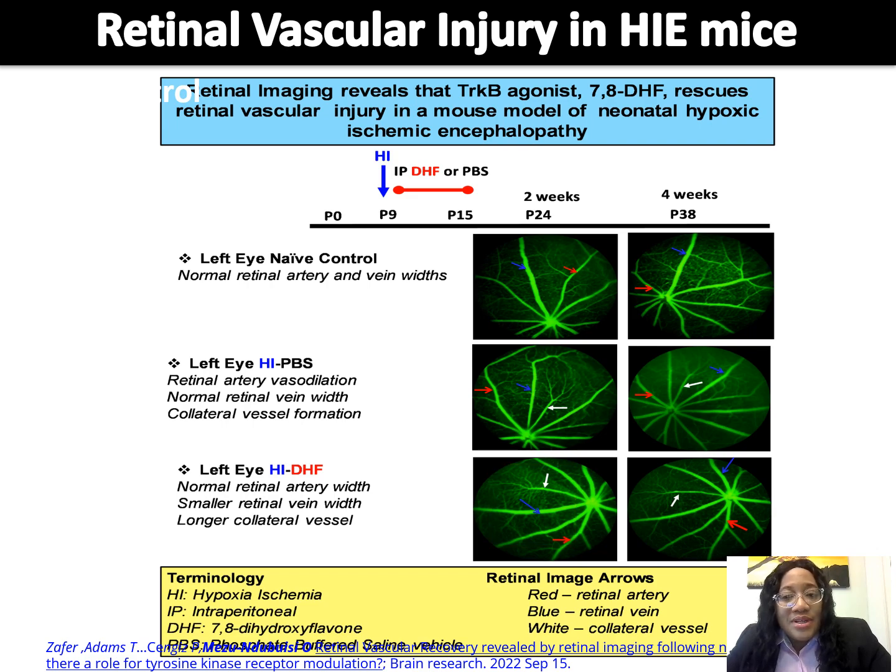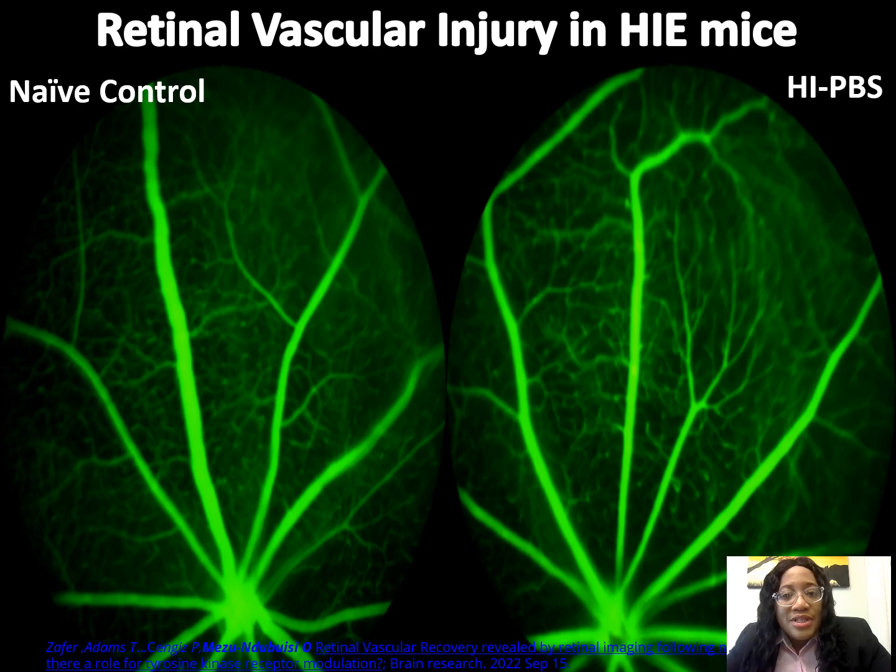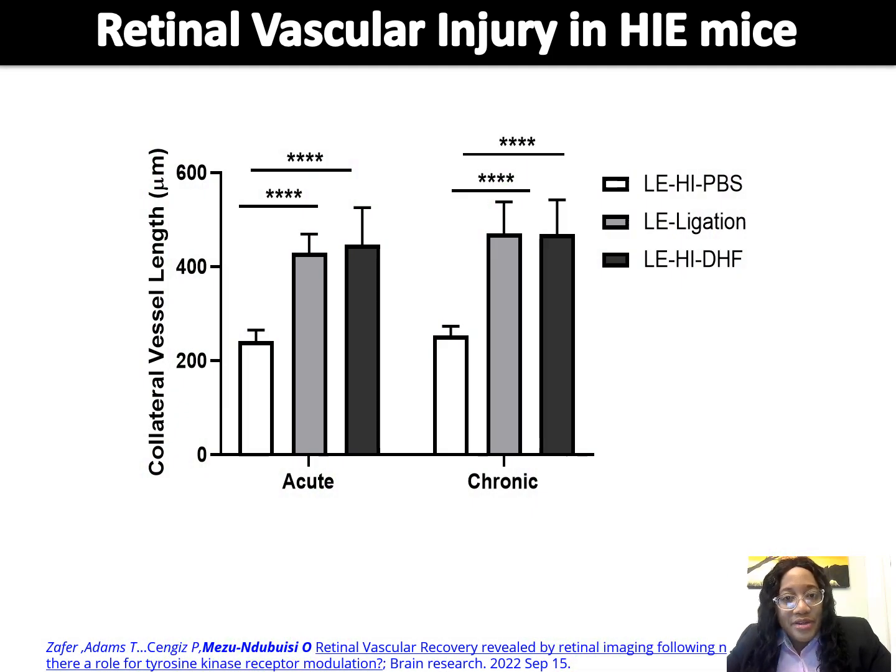This is a closer look at the shortened collateral vessel in the ipsilateral eye following hypoxia ischemia. The graph here shows that the collateral vessels were restored by DHF treatment and were indeed caused by HI and not carotid ligation. Well, this establishes that ischemic retinal injury does occur in HIE, and the potential for retinal vascular monitoring as a biomarker for HIE and other systemic diseases is a great possibility.